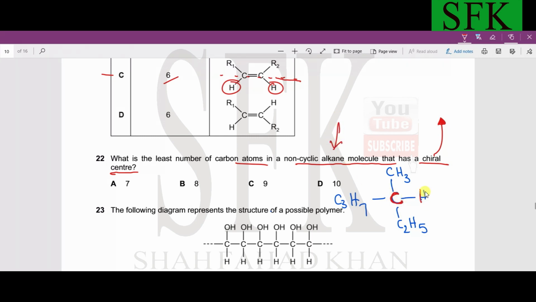So first we start off by placing a hydrogen, then a methyl group, then two carbon atoms, and then three carbon atoms. So if we total them up, it makes up a seven carbon structure.